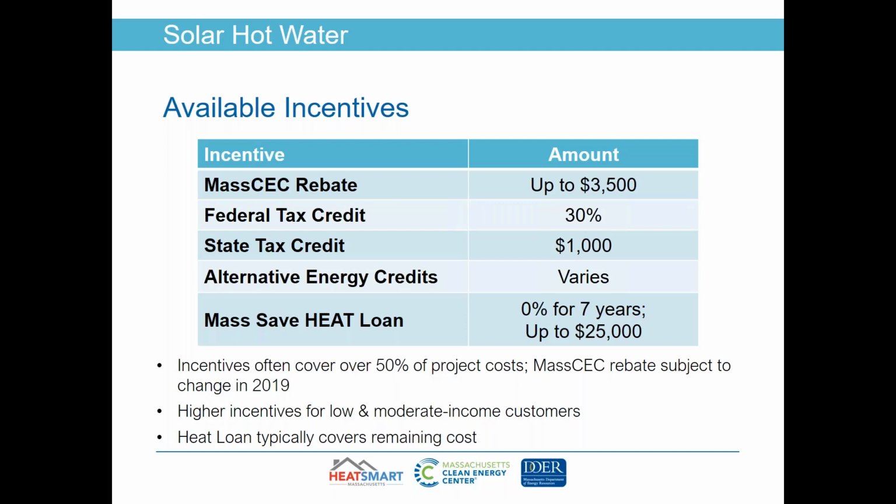Just like our other programs, we also have additional adders for low income and moderate income customers. The one other adder we have for solar hot water is an extra $500 if you already have a solar PV system. And that will make this an especially economical option.